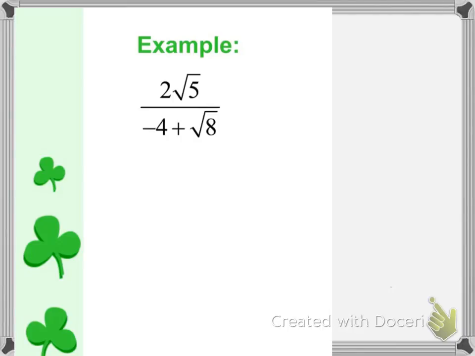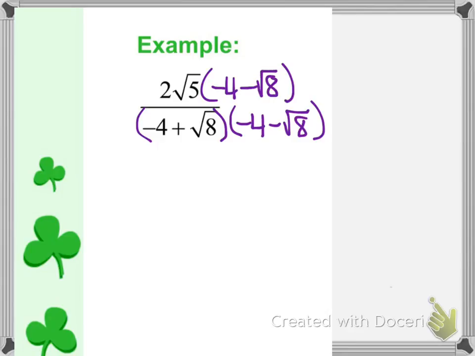This one's a little bit more complicated because of the root on top. But we're still using conjugates. Negative 4 minus radical 8. Negative 4 minus radical 8. Top is getting distributed. Numbers on the outside get multiplied. Numbers on the inside get multiplied.